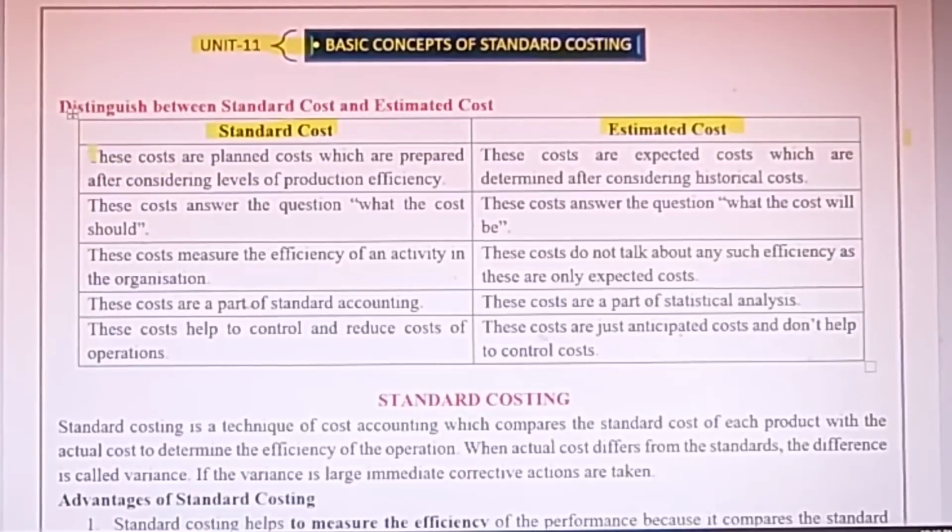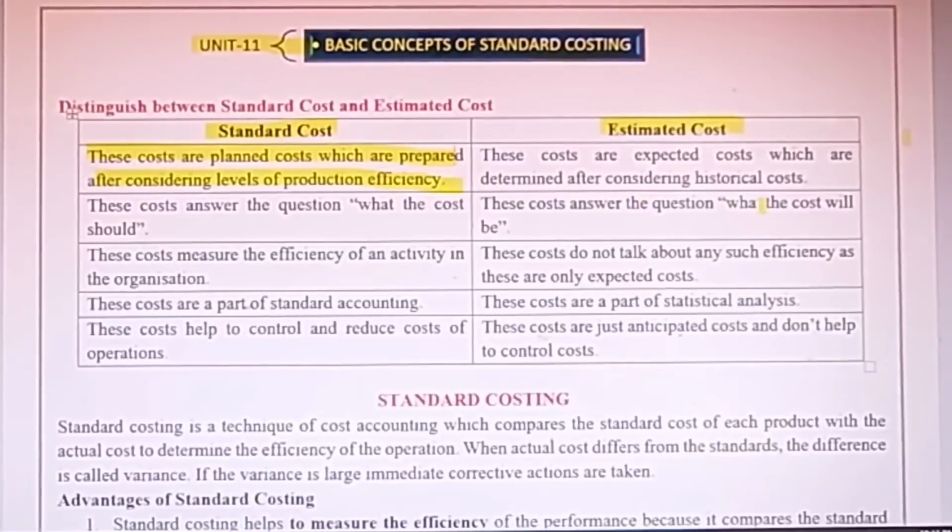Standard costs are planned costs which are prepared after considering the level of production efficiency. That means there is a standard set for every performance, and that standard is compared with the actual performance, right? So you can define it in that way. And in estimated cost, we just calculate the expected cost of a product or production capacity.